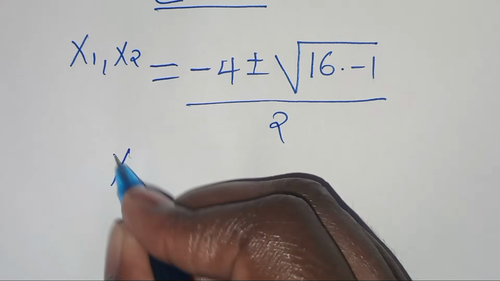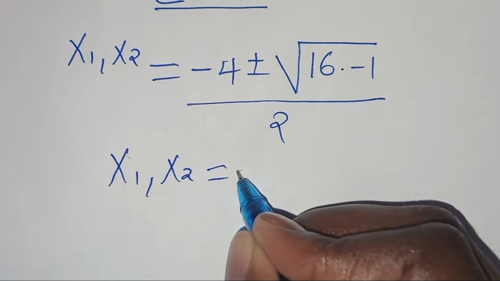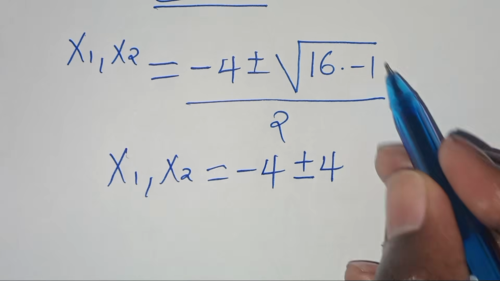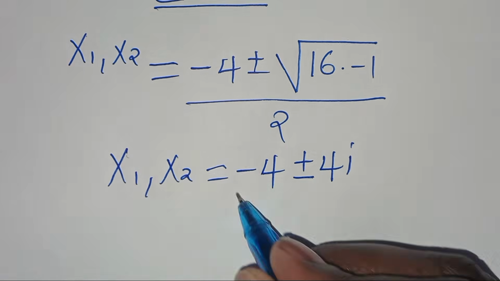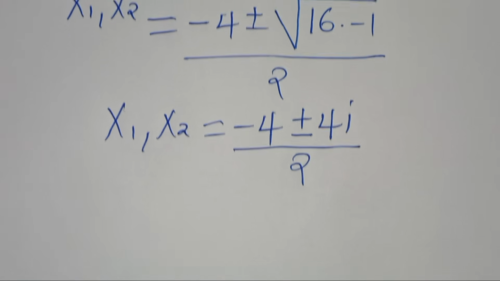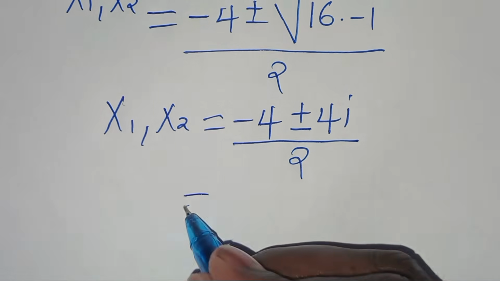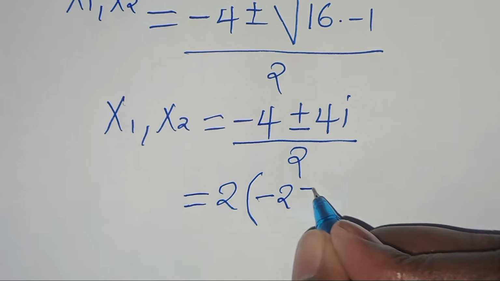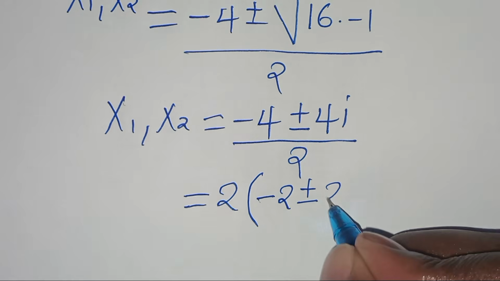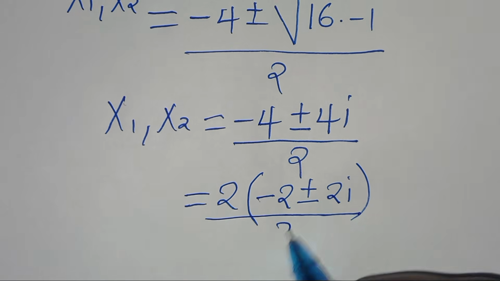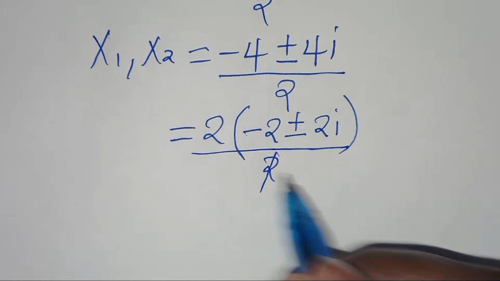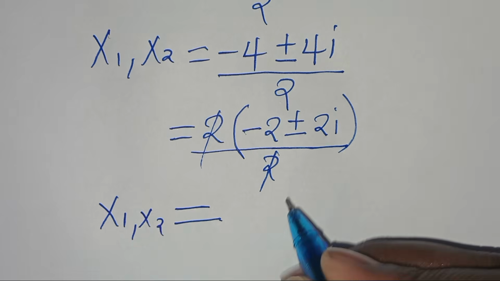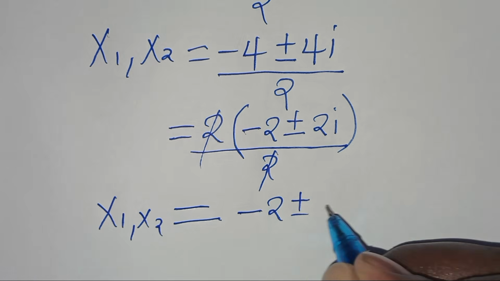So here we have x1, x2 equal to minus 4 plus or minus the square root of 16, which is 4, then the square root of minus 1, which is i, everything divided by 2. In the numerator, 2 is common, so we can factor out 2: minus 4 divided by 2 is minus 2, plus or minus 4i divided by 2 is 2i. So we can simplify 2 and 2, so that x1, x2 is equal to minus 2 plus or minus 2i.